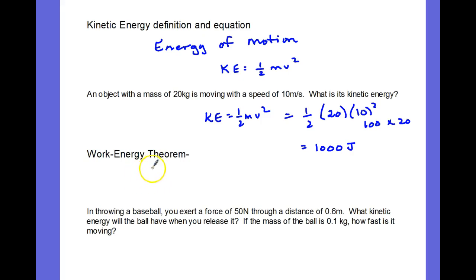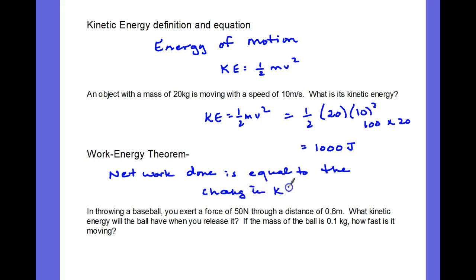Sorry. The work energy theorem says that the net work done is equal to the change in kinetic energy of an object.